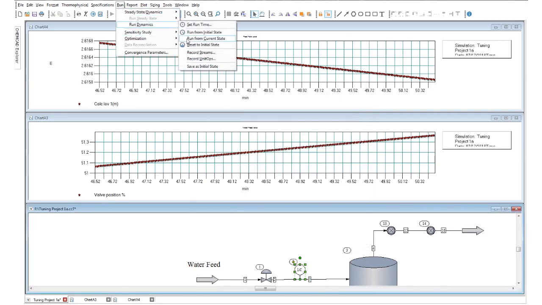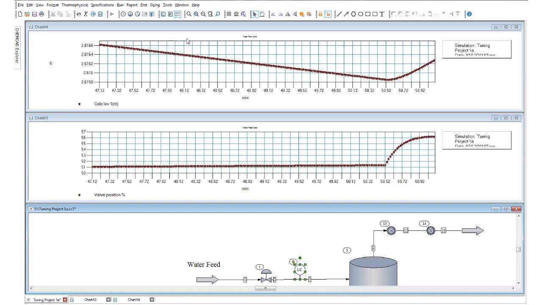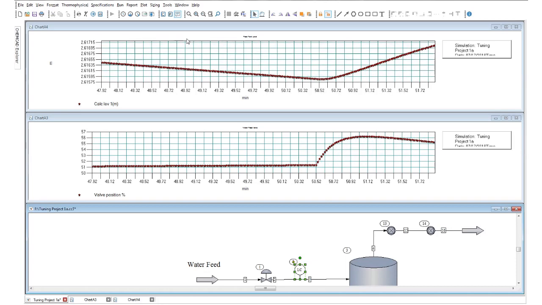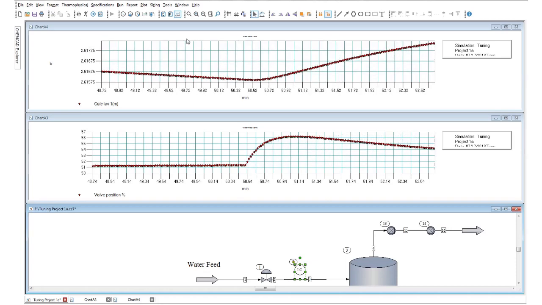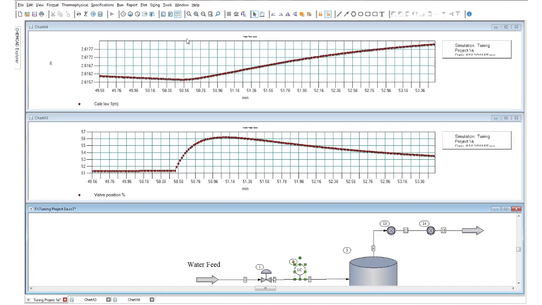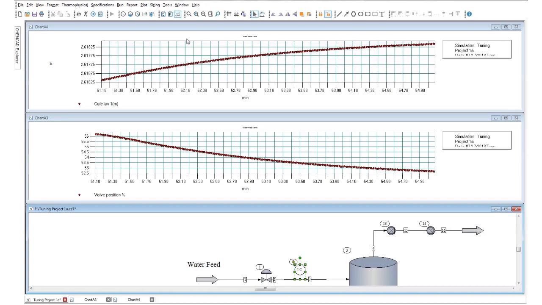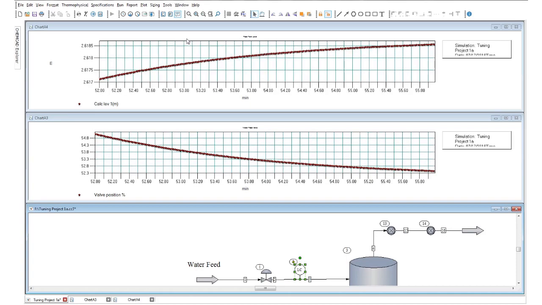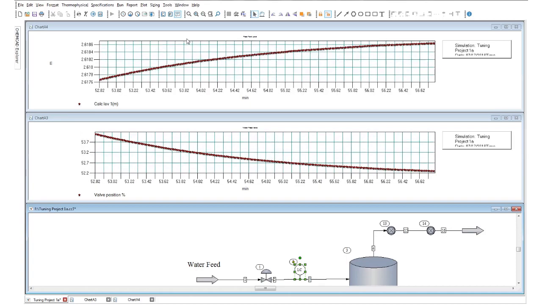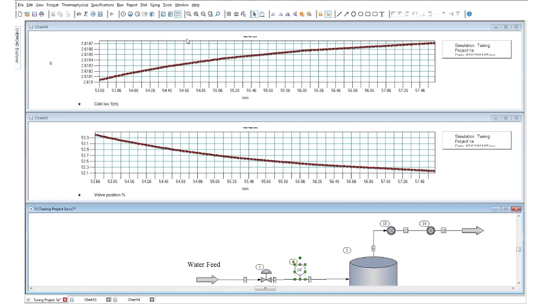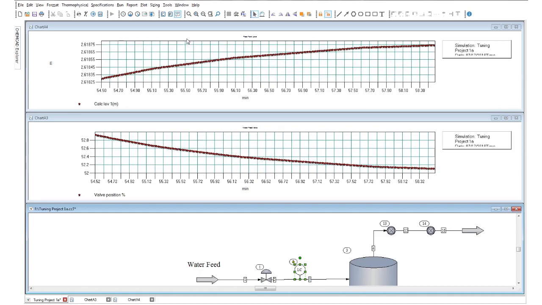Run dynamics. Okay, so now what do we see here? It started to rise and now it's coming back down. And we're approaching that 2.62 meters in my tank.